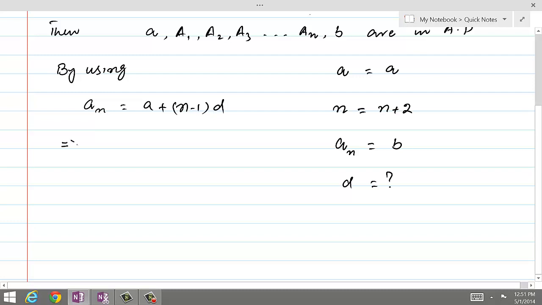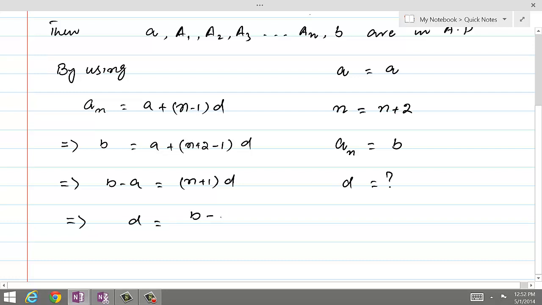So this is b equal to a plus n plus 2 minus 1 into d. This way we will get the value for d. b minus a is equal to n plus 1 times d, and this will give us the value of d equal to b minus a over n plus 1.